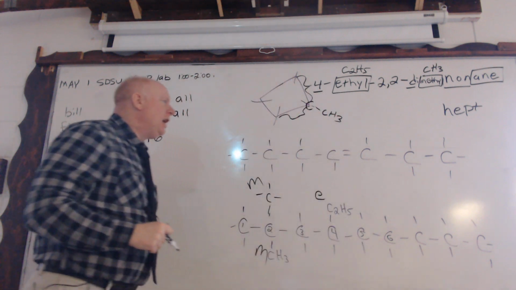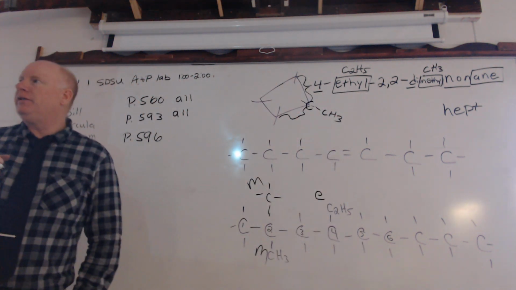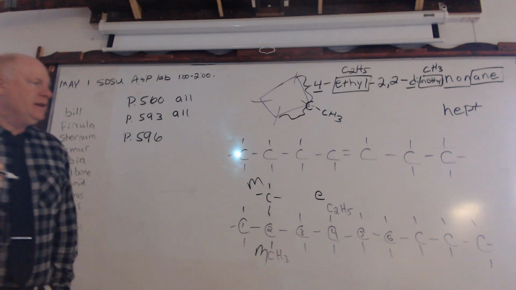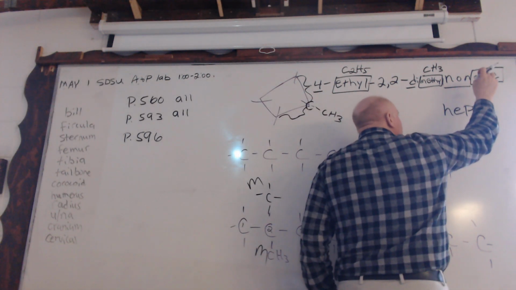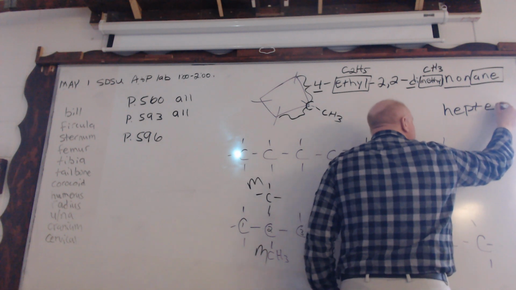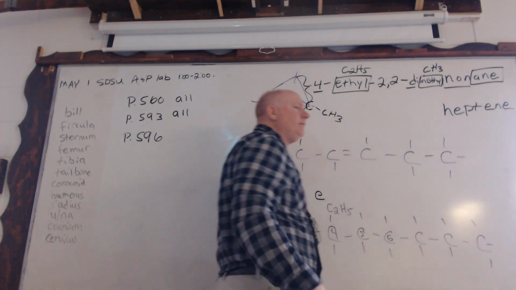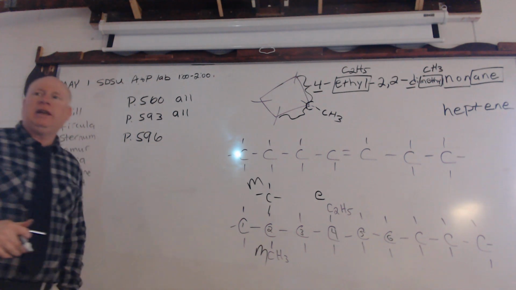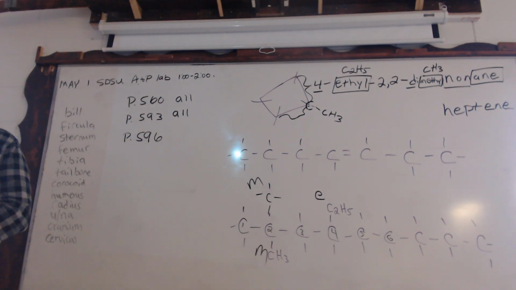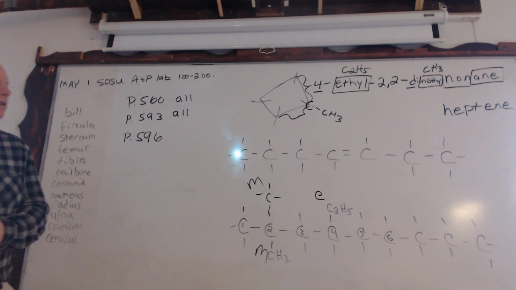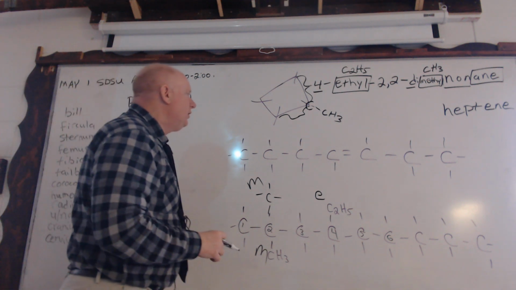What type of compound is it? Is it saturated or unsaturated? If it's unsaturated, it cannot end in -ane. So it ends in -ene. Why is that? Because there's a double bond. Yes. Okay. Unsaturated.